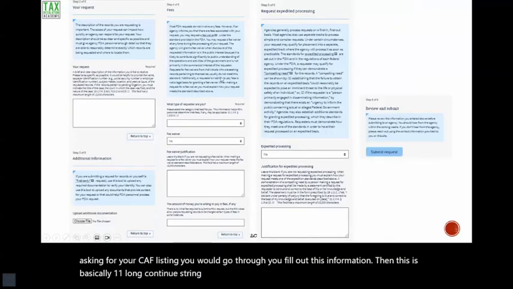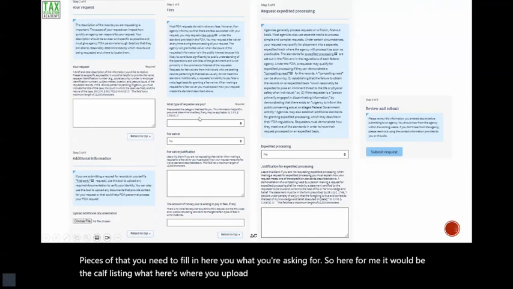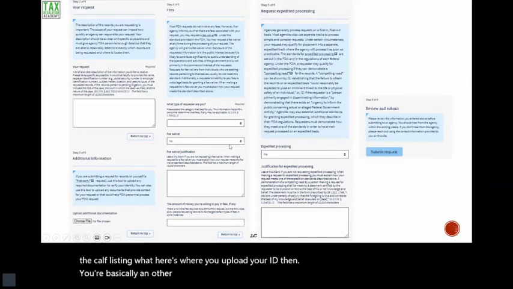So I've given you basically the bottom pieces of that. You need to fill in here what you're asking for. Here for me, it would be the CAF listing. Here's where you upload your ID. Then you're basically an other requester. You can't ask for a fee waiver. They're not going to give it to you.